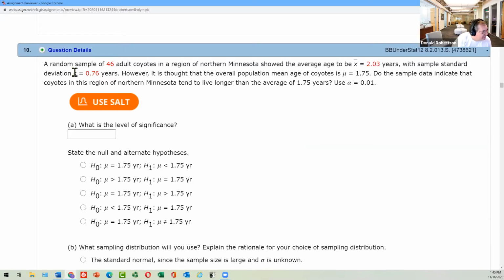Okay, standard deviation, 0.76. I need a significance level, which is right at the end.